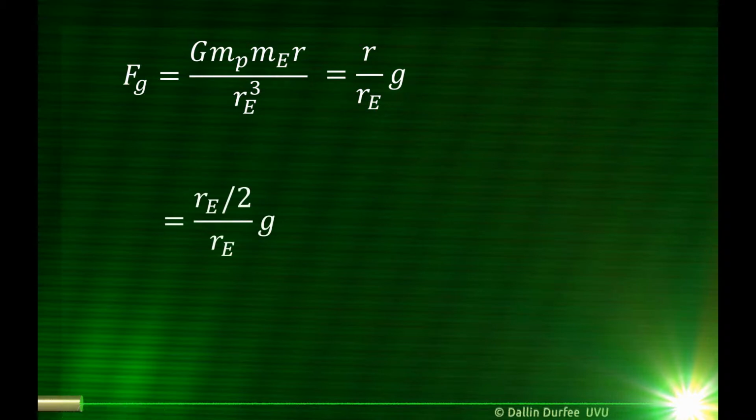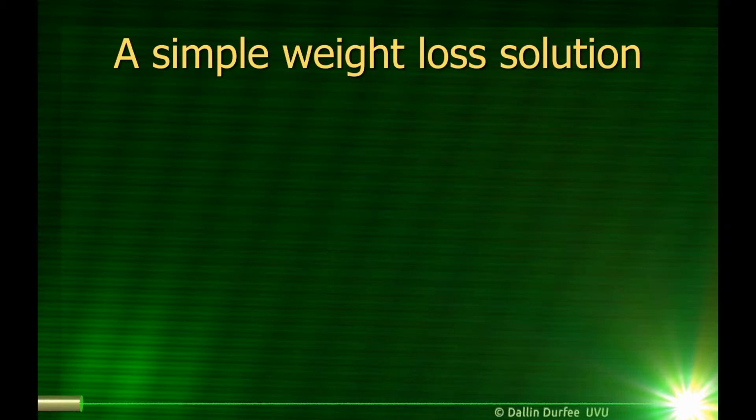So if you dig a hole down halfway to the center of the Earth, your distance from the center of the Earth is just the radius of the Earth divided by 2. You plug that into the equation, and you find that the weight of the person at the bottom of this hole is, well, the force due to gravity is g/2, which means their weight is half what their weight would be on the surface of the Earth.